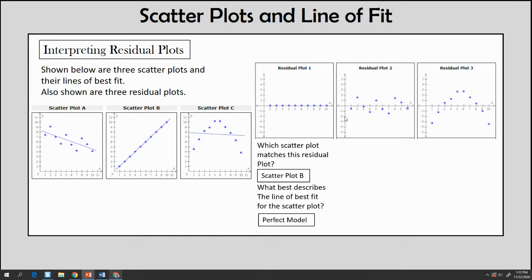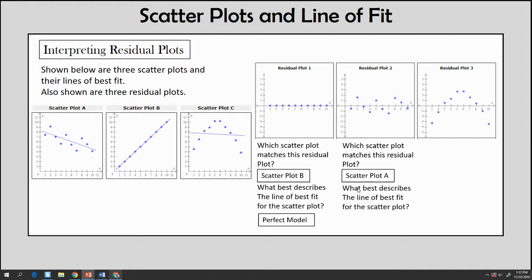How about the next one? Well, again, some above, some below. Looks like this, right? Some above, some below. So which scatter plot is this one? Well, this is going to be scatter plot A's residual graph, right? The first point was just below. The second point was just above. The third point was really close. So you match them up that way. What kind of a line of fit do you think this one is? It's pretty good. It's not great. This is great. This is okay.